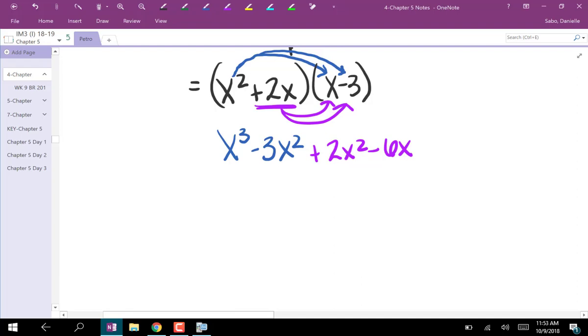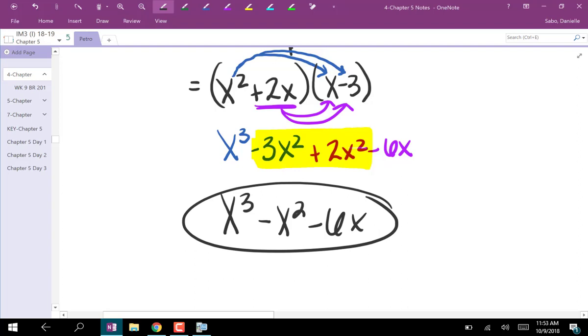Okay, if you would have stopped there, great. At least you got to this point, and I'm happy for you. But you could combine like terms here in the middle, which gets me x cubed minus x squared minus 6x, because -3 plus 2 is -1. And I'm done with that.